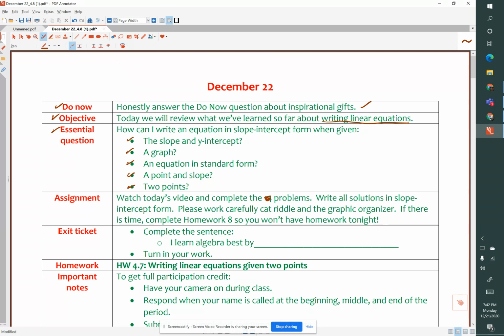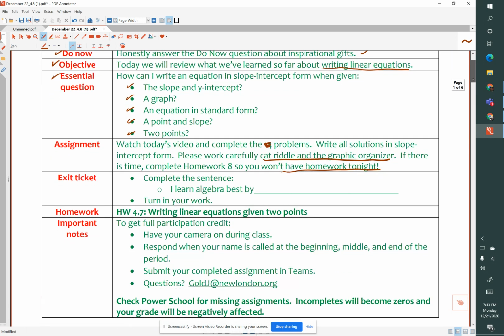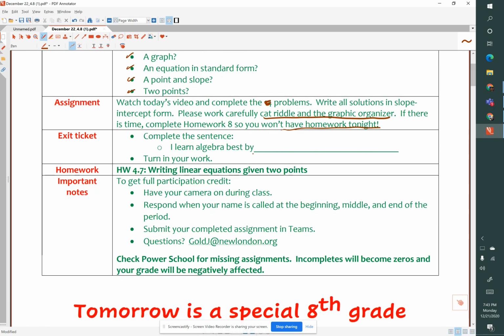What we're going to do is write some equations in slope-intercept form, and we want to work this cat riddle and graphic organizer together. If there's time, we're going to try to complete homework 8 so that you won't have homework tonight. And I want you to be a little personalized in our exit ticket today. So I want you to complete this sentence: I learned algebra best by blank.